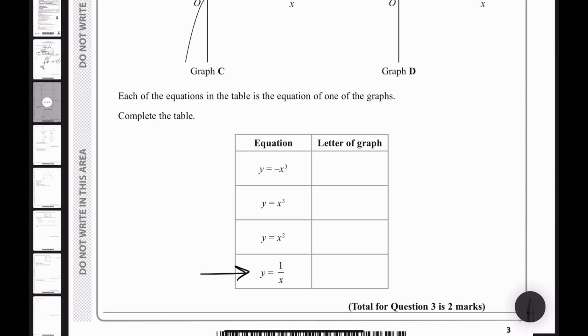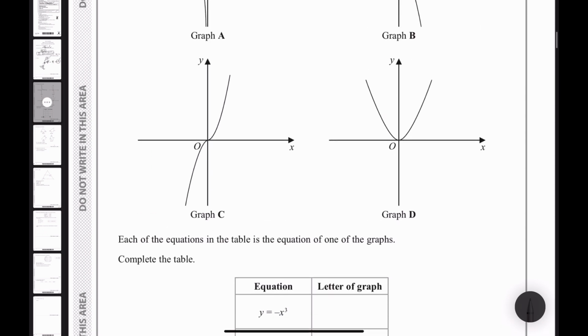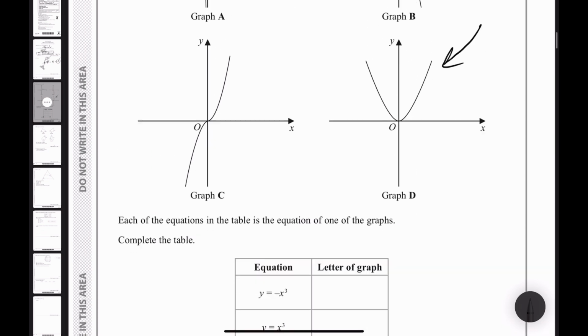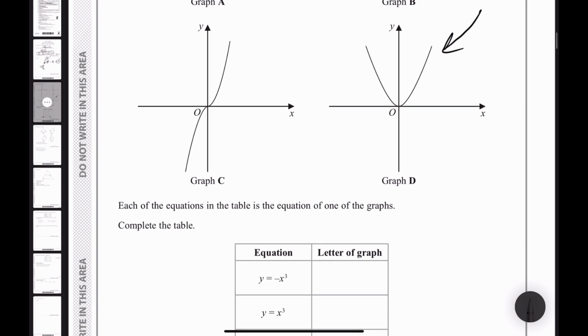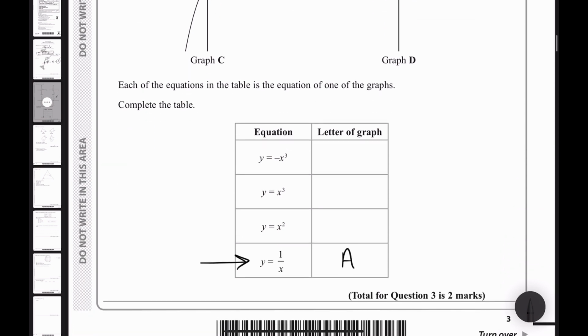y equals 1 over x. It's called the inverse function. So this equation belongs to graph A. And this graph D is a square function, it's a quadratic function, so the second last equation belongs to graph D.